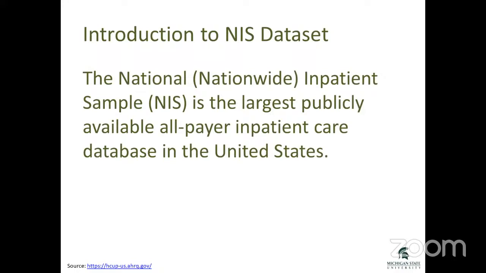There are some advantages and disadvantages of the NIS dataset. But before going to them, we need to know what NIS is. NIS is the largest all-payer inpatient care database in the United States. NIS data are available for 24 years. If one wants to examine trends over time, we need at least 20 years of data. This database is adequate to examine the trend of any phenomenon of interest over time with reference to hospital admission.